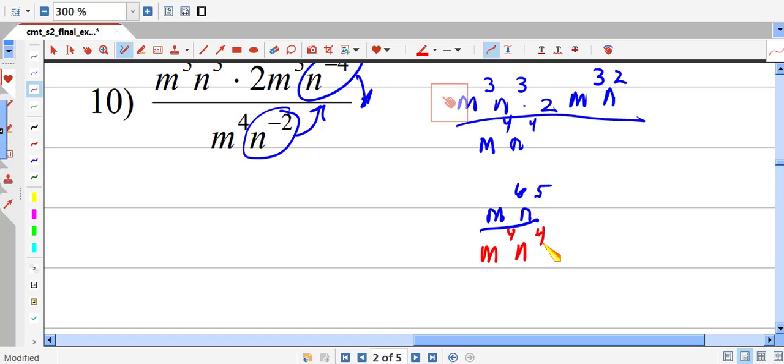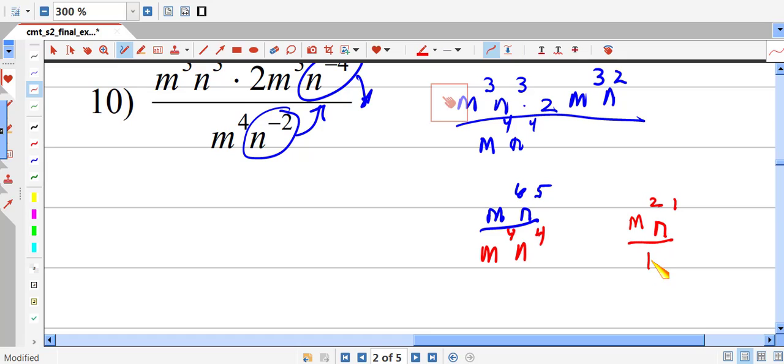Okay, and lastly, I'm going to use the quotient rule to get rid of repeated bases that are in the numerator and the denominator, one in the numerator, one in the denominator. So I have 6 m's up above, 4 m's below. I can cross out 4 of them, and that gives me 2 in the numerator. And then here I have 5 up above and 4 down below. I can cross out 4 of them, leaving me with 1 in the numerator.